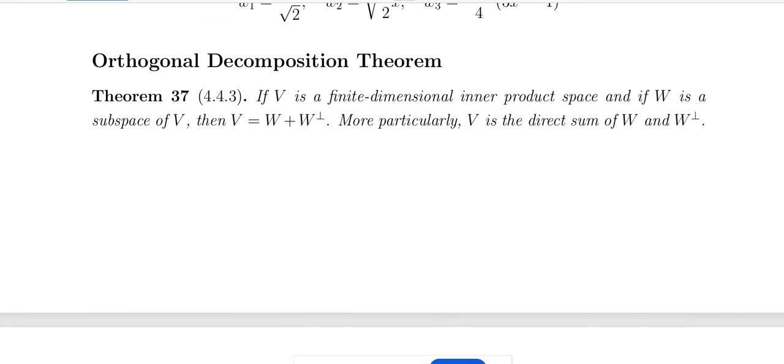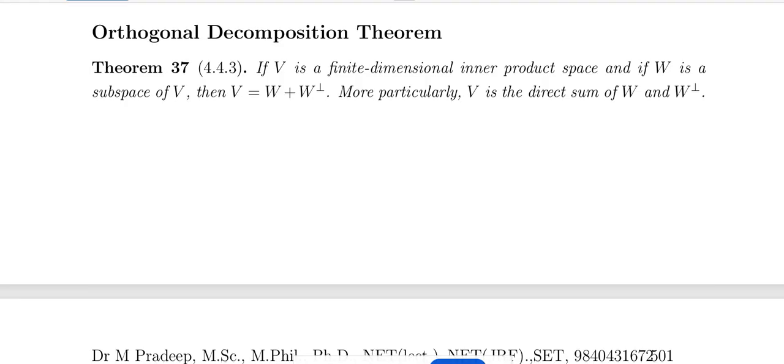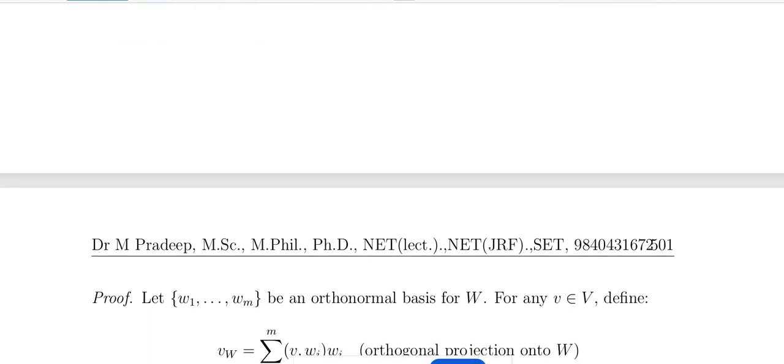And the orthogonal decomposition theorem. V is a finite dimensional inner product space, and W is a subspace of V. Then V equals W plus the orthogonal complement of W. More precisely, V is the direct sum of W and the orthogonal complement of W. So when V is a finite dimensional inner product space and W is a subspace of V, we can write V as W plus the orthogonal complement of W, and particularly V is the direct sum of W and the orthogonal complement of W.